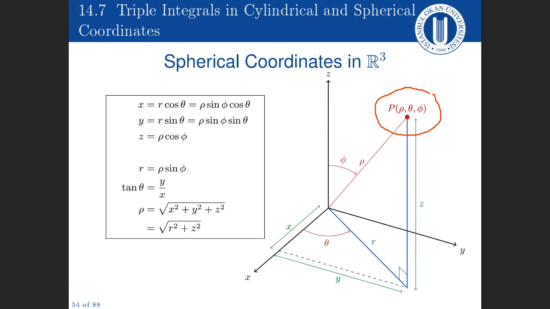Theta is the same as before. Theta is the angle in the xy plane between the x-axis and this ray, which I've drawn in blue. And now we have another angle. The angle phi is the angle between the z-axis and the line from the origin to P.